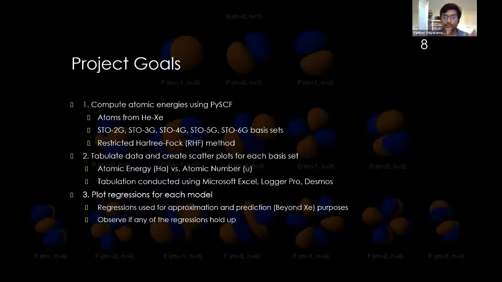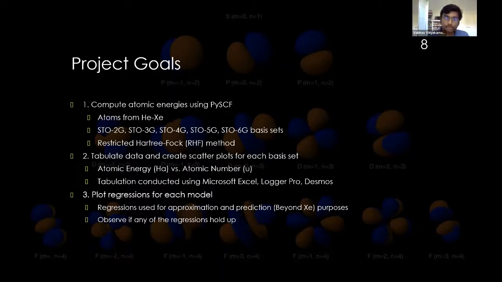Then we were going to tabulate that data and create scatter plots. So we tabulated it as atomic energy versus atomic number, which I'll be showing you guys. And then we used multiple different software packages to get scatter plots. Using these scatter plots, and this was the major purpose of what we were trying to do, we wanted to plot regressions. So these regressions would not only be approximations, they would also be predictions.